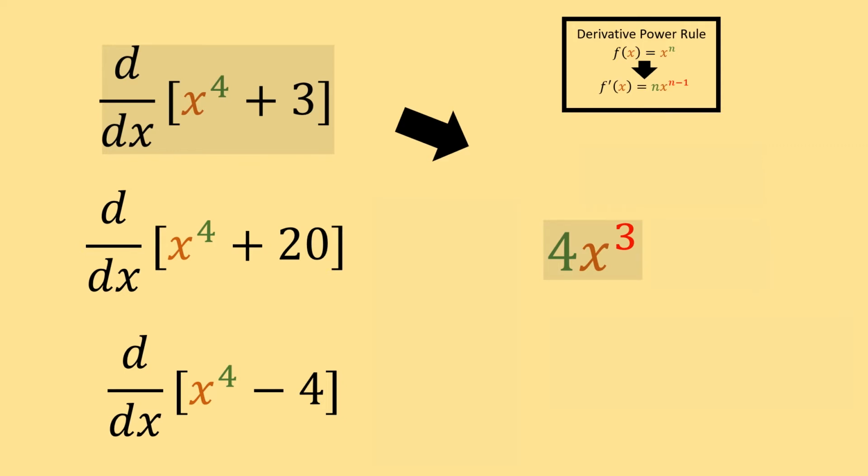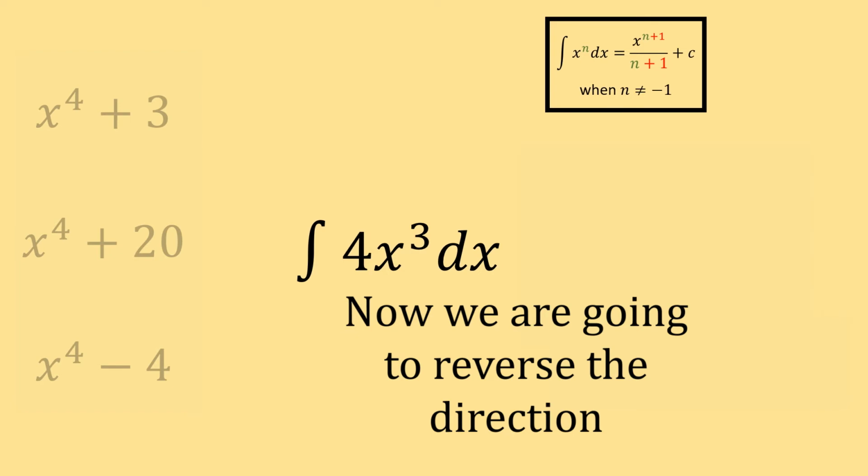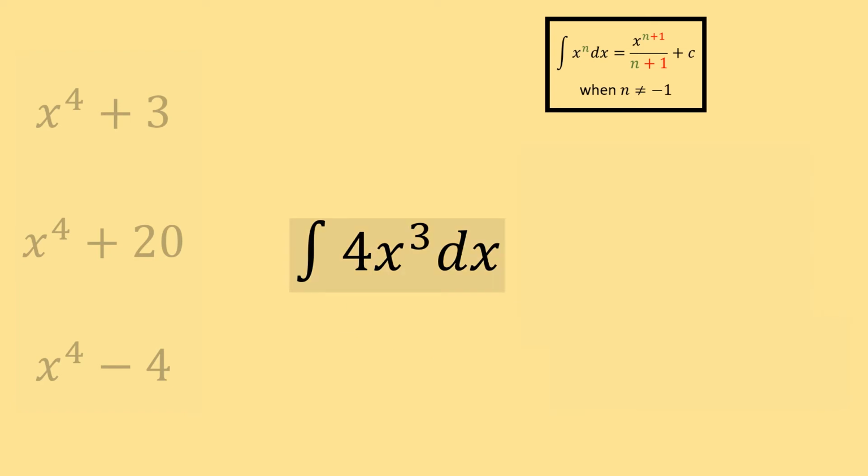Now, if we look at these other two derivatives, we're going to end up getting the exact same result. We're going to get 4x to the third for all three of these, and the constants are all going to disappear. So what we've done so far is taking a derivative. So if we're going to take the integral of the result, or the antiderivative of 4x to the third, we should get back towards our original functions. So let's take the integral of 4x to the third dx.